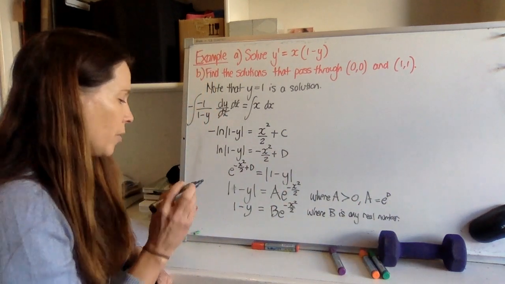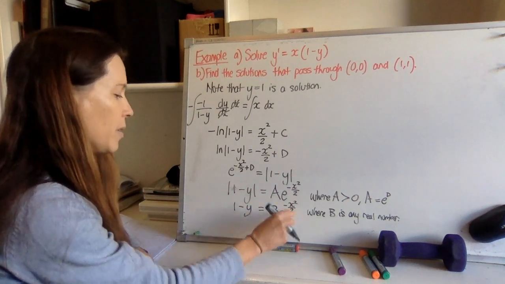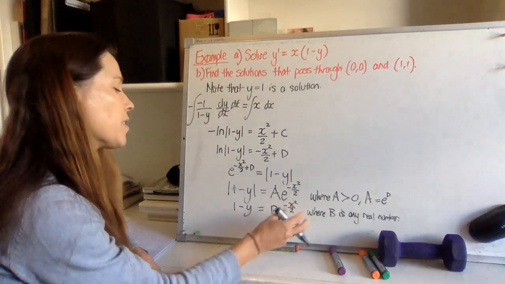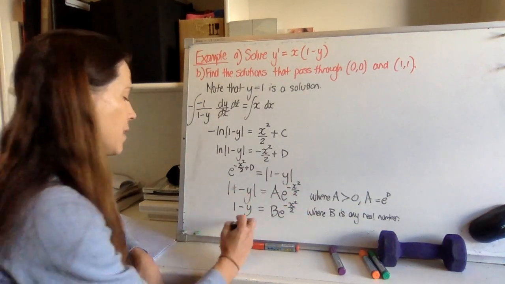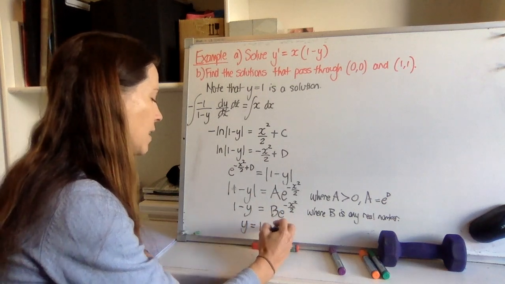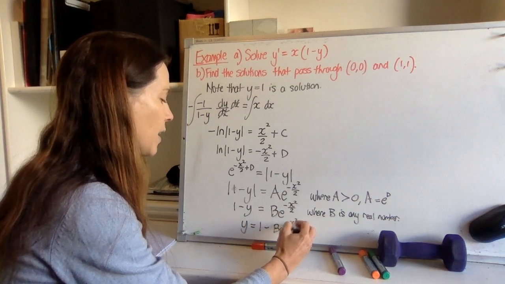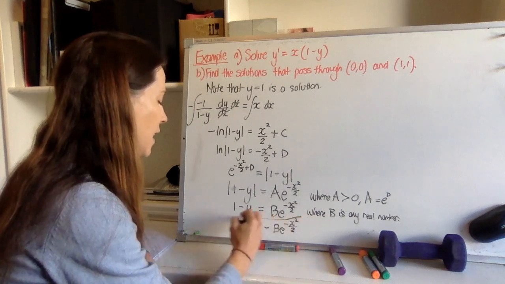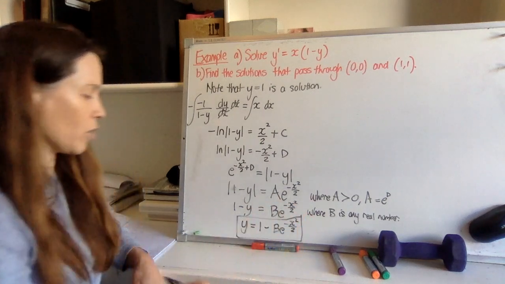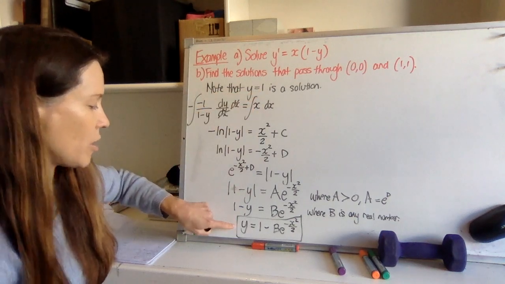Okay, so we're close, but we need to get the y by itself. If we add y to both sides, it would get it over this side, but we need to subtract that whole thing from both sides. So now I can just tidy up by saying y is equal to 1 minus b e to the minus x squared on 2. And that is now my general solution. I've got one specific solution I've found already, and then this is my general version.